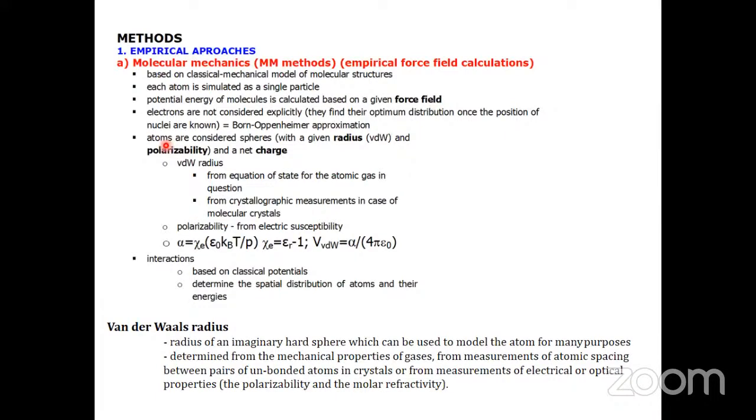In this computational technique, atoms are considered as a sphere with a given radius, that is van der Waals radius, and polarizability as well as net charge. You all know van der Waals radius; this may be the expression. Therefore, we have some polarizability associated with any molecular system from electric susceptibility, and that polarizability can be computed with this expression, and van der Waals radii can be computed easily with the second expression. Here, interactions operating between the atomic species or single particles are based on classical potential, and that determines the spatial distribution of atoms as well as their energies.